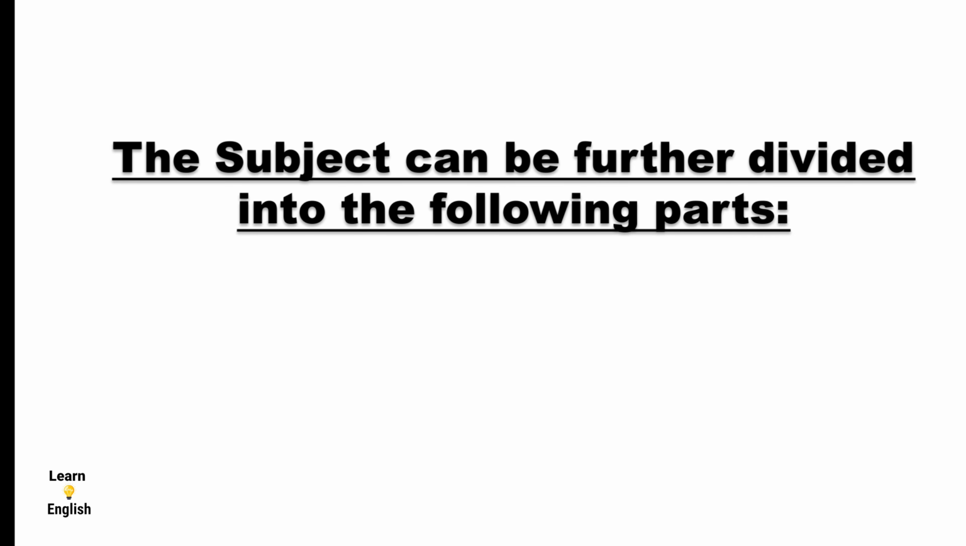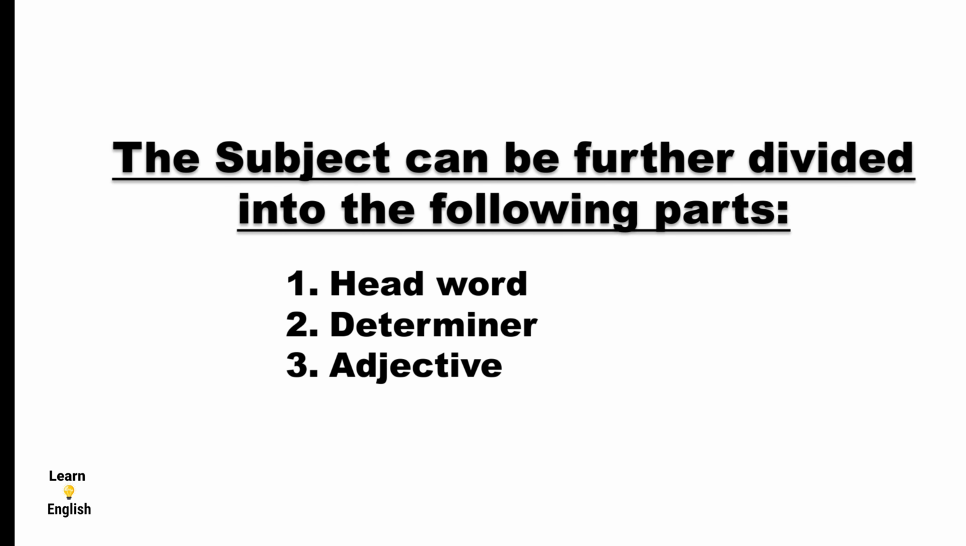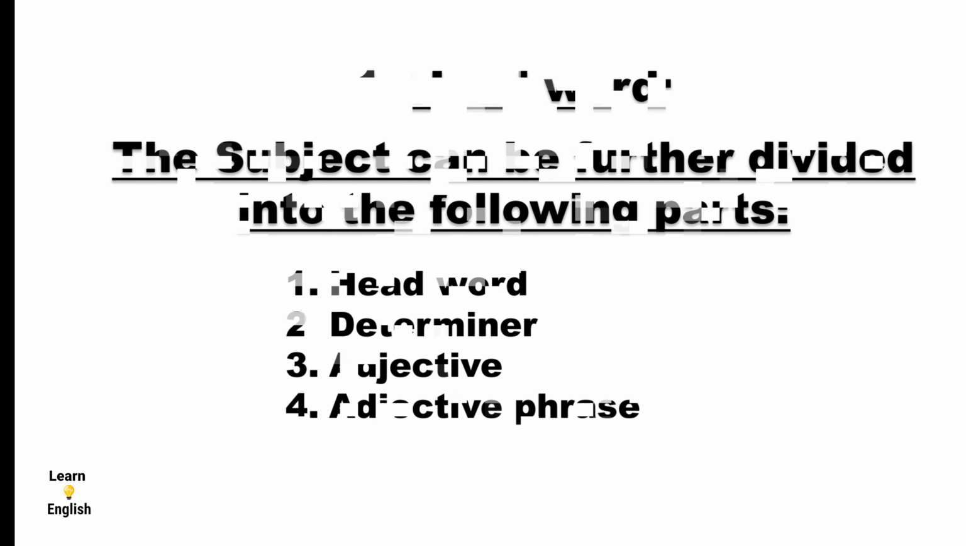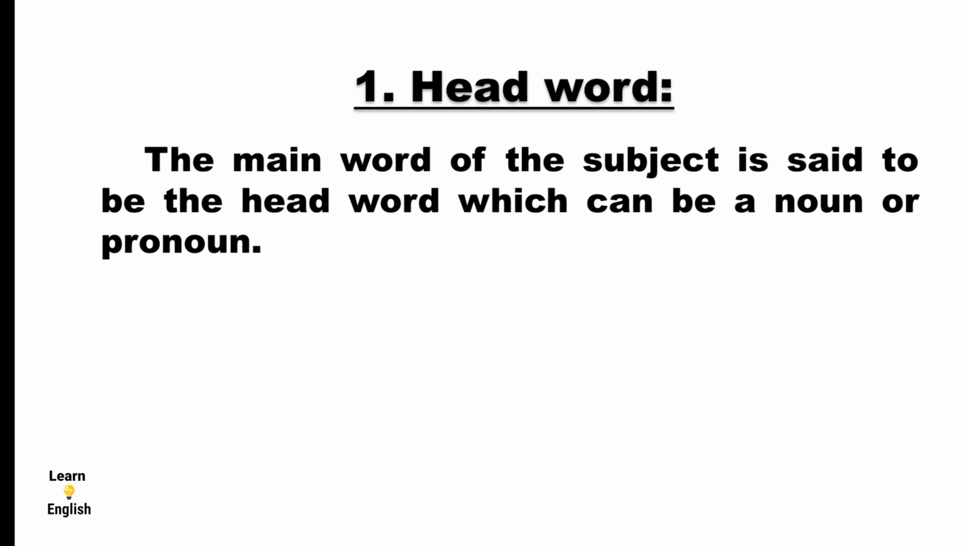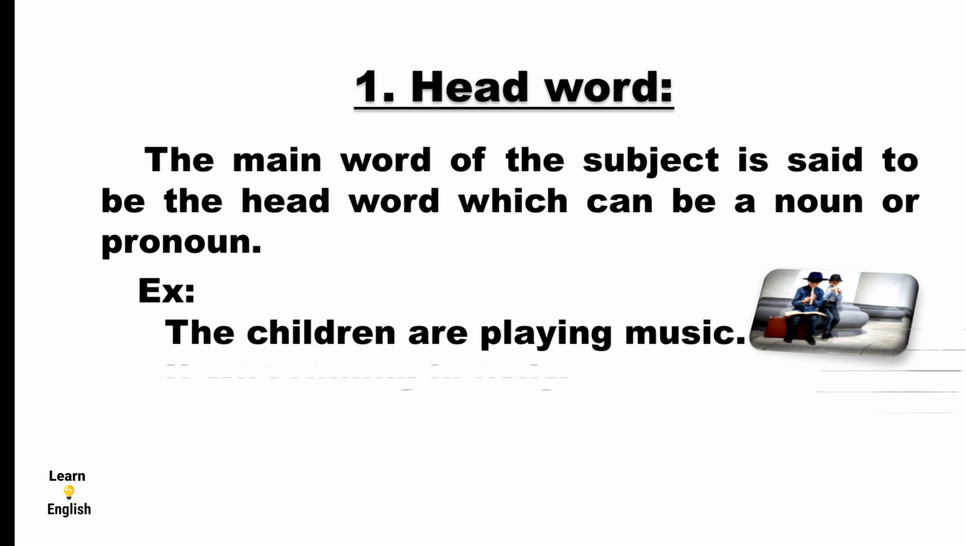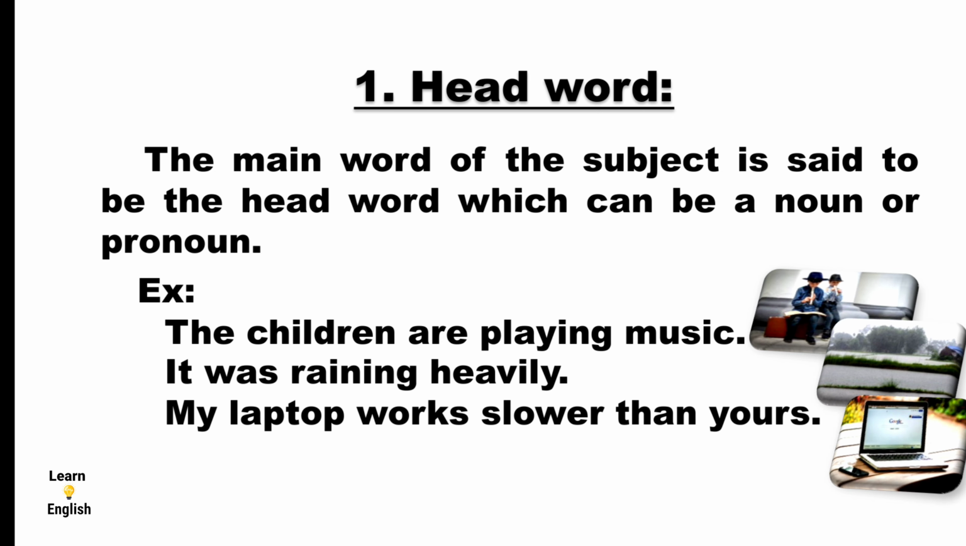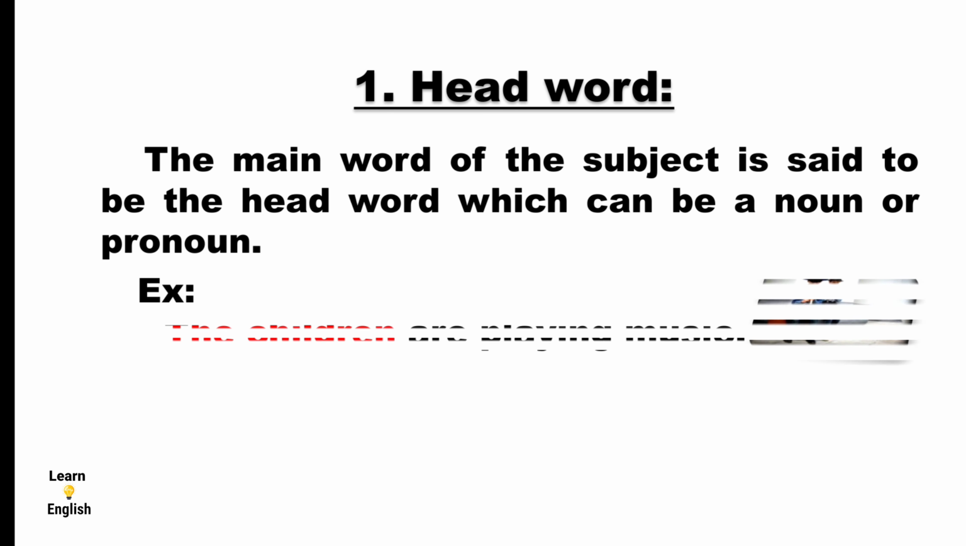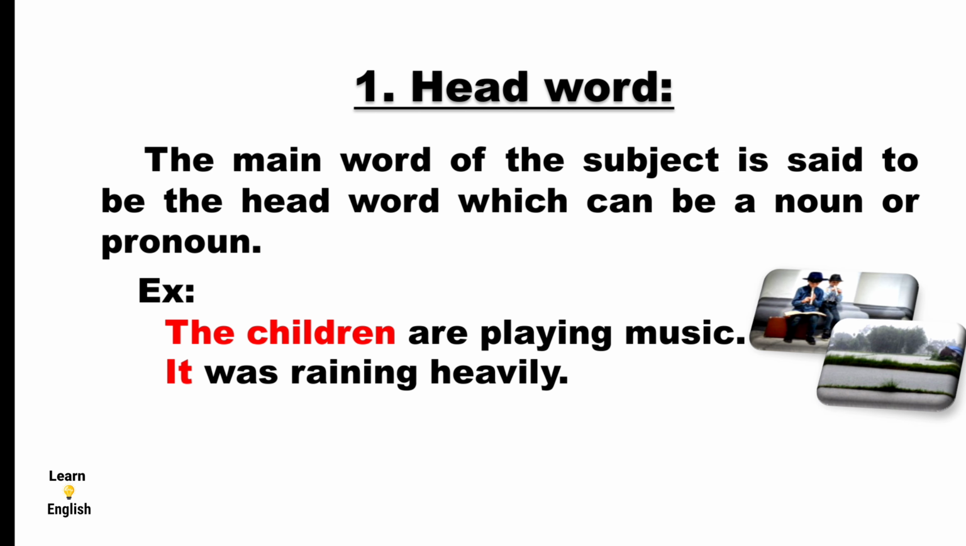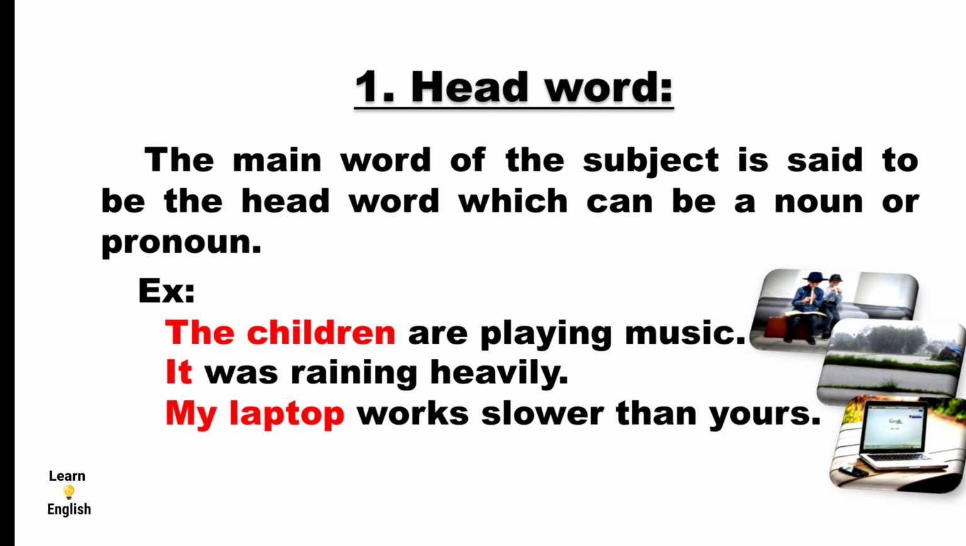The subject can be further divided into the following parts: head word, determiner, adjective, adjective phrase. Head word. The main word of the subject is said to be the head word, which can be a noun or a pronoun. Look at these sentences. The children are playing music. It was raining heavily. My laptop works slower than yours. In the above sentences, the children, it, and my laptop are the main words. So these are the head words.